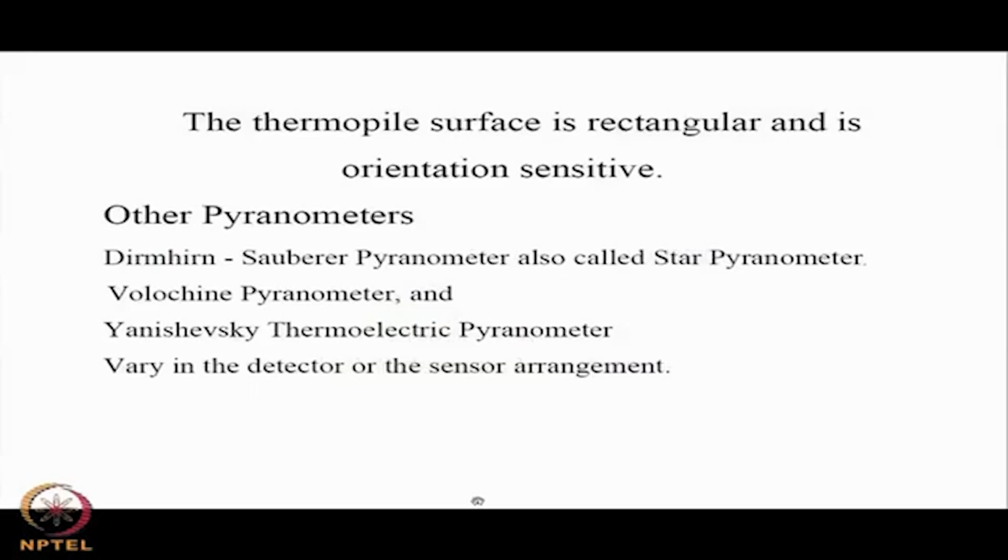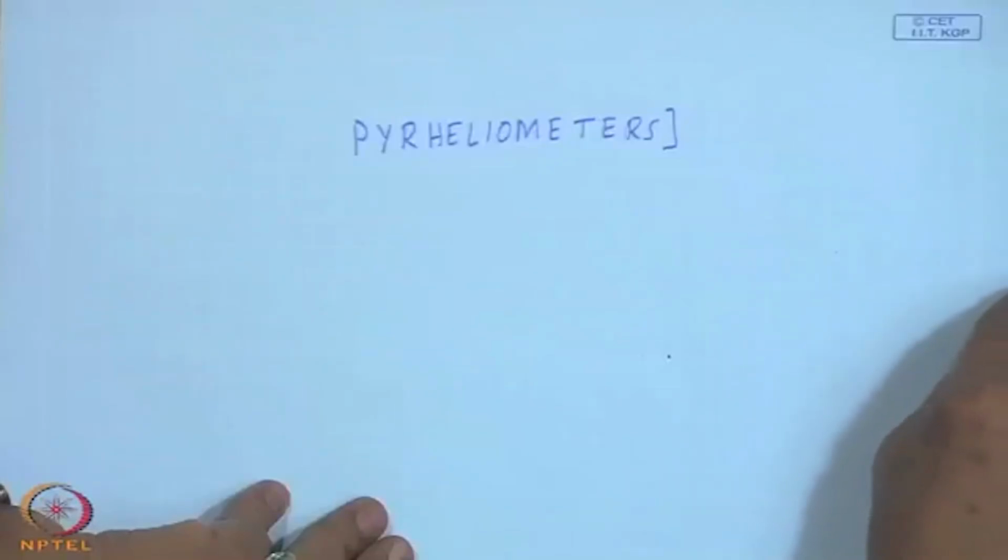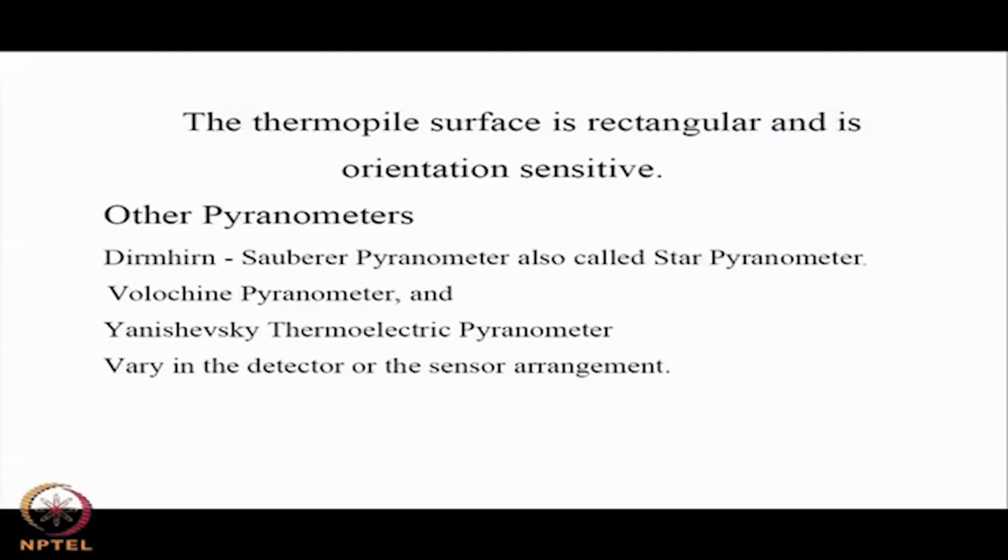And you have a lot of names of pyranometers, and one can go through lots of websites which will give the description and the companies that produce them. One is the Dorno-Schauer pyranometer, also called the Star pyranometer or a Wollersheim pyranometer, and the Yanishevsky thermoelectric pyranometer, and they essentially vary in the detector or the sensor arrangement. The sensor could be rectangular, the sensor could be circular, and the detector could be a thermal detector or a photon detector.